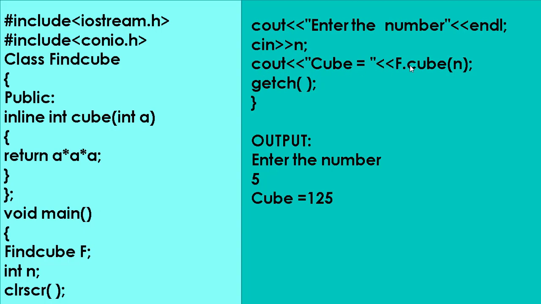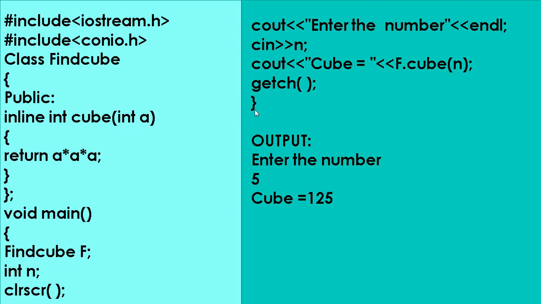Cout cube is equal to f dot. F is the object. The dot operator we are using to access the members of the class, also known as the member access operator. Cube is the function name. This is an inline function and in brackets n. Suppose this n value is given as 5, that 5 will be copied to a and here the calculation takes place and the output will be stored here. That is, cube is equal to 125 will be printed.